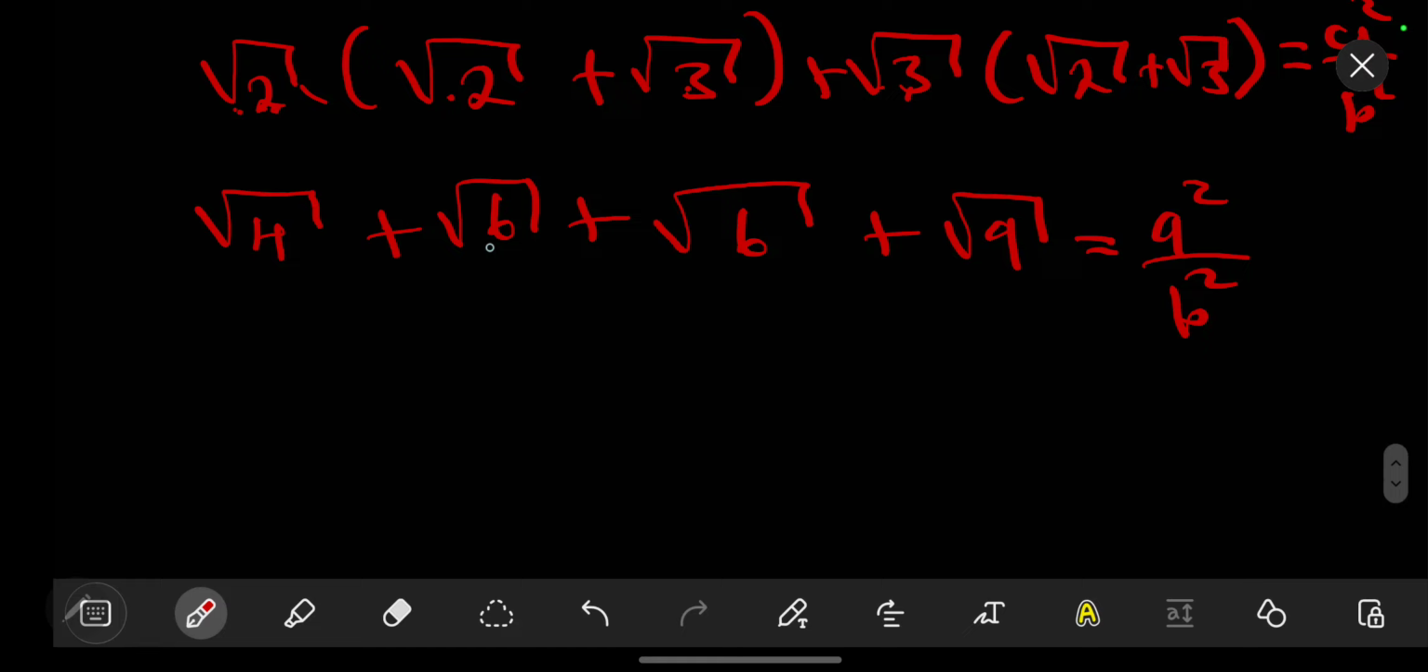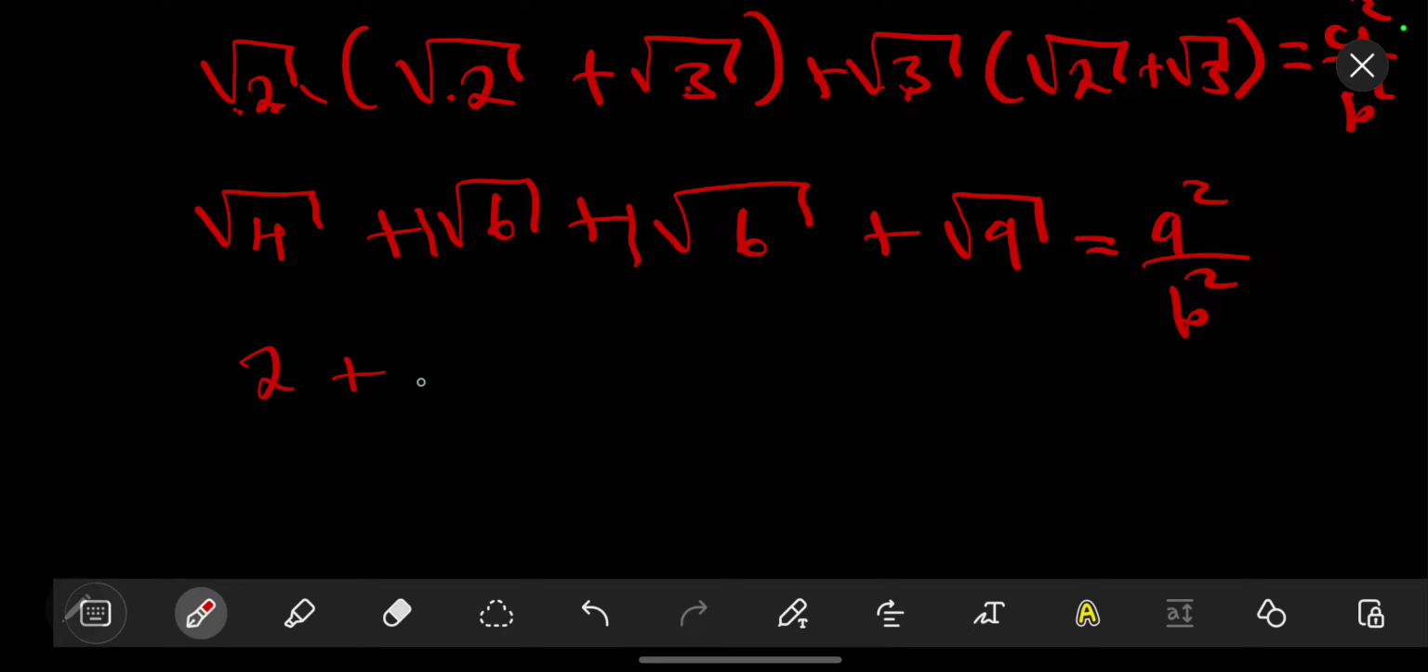So after doing that, here we have a square root of 6, here we have a square root of 6, so we can just add them normally. The square root of 4 gives us 2. Then we have plus the square root of 6 plus the square root of 6. As long as what is in the brackets is the same, you can just add what is outside.